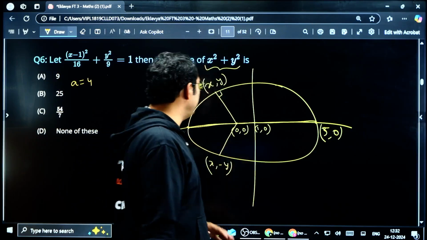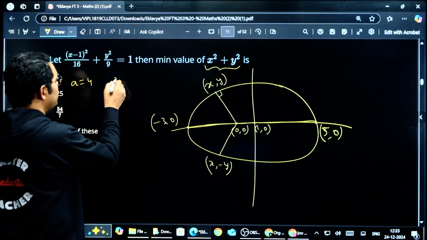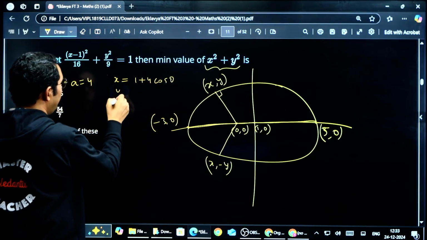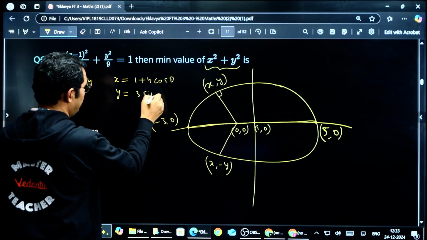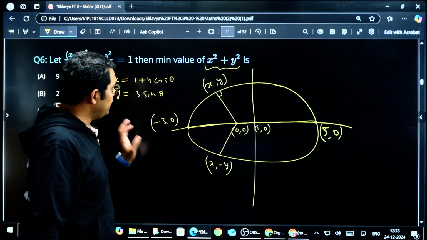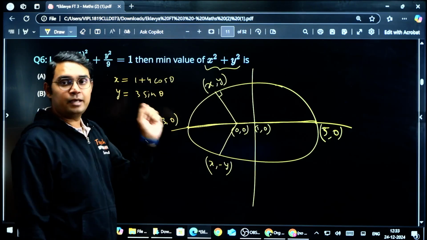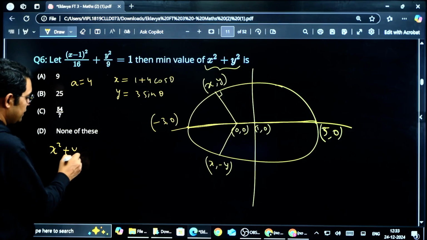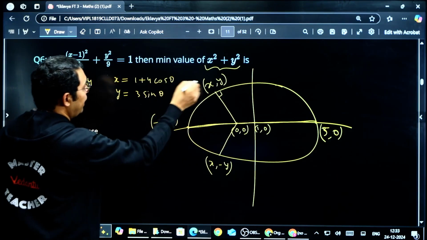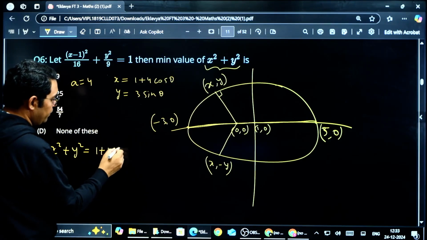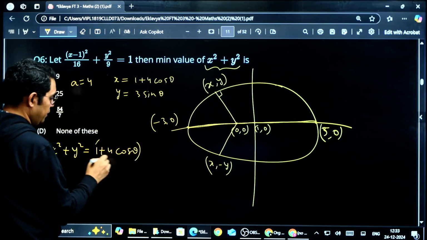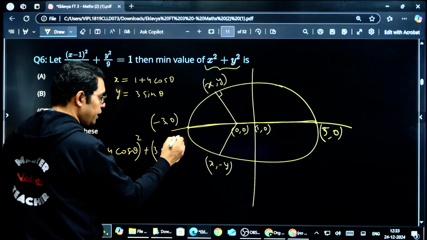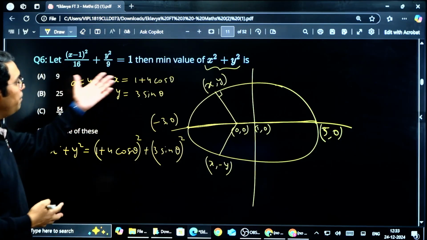There is another way. Please see, the other way is that I can take x to be equal to 1 plus 4 cos theta and y to be equal to 3 sin theta. Now we just have this x, y in terms of a single parameter theta. Take x square plus y square using the distance formula. That will be 0 minus x whole square, 1 plus 4 cos theta whole square plus 3 sin theta whole square. So it's a function in one variable theta.